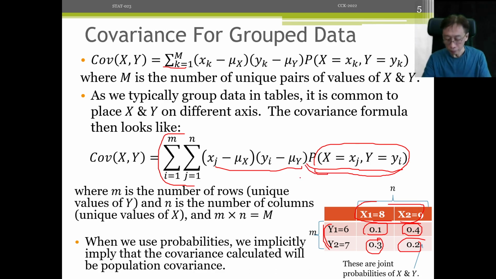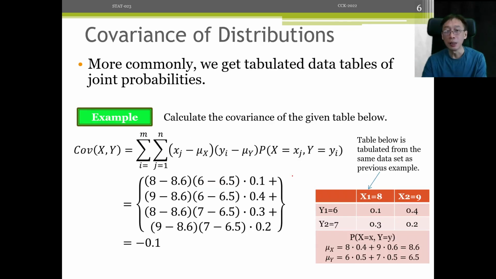That's it. So to make it a little bit more concrete, let's look at this example, right? So let's calculate the population covariance. Now, there will be no sample covariance when we are given a distribution, whether it's grouped data, distribution, joint distribution, joint table, right? So long as it is a distribution, we are informed that the data given has to be a population. So we'll calculate the population covariance of X and Y.